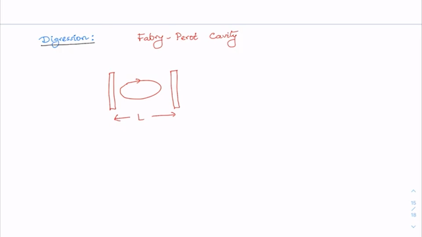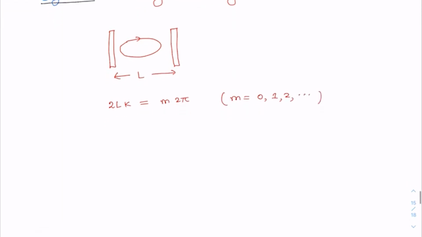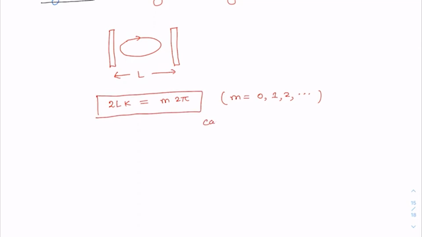So the round trip accumulated phase must be some integral multiple of 2 pi. Because in one round trip the total length covered would be 2L, the phase would be 2L into k, where k is the wave vector, and that has to be an integral multiple of 2 pi. So m is an integer, say m is equal to 0, 1, 2. And this is the condition. This is called the cavity resonance condition.